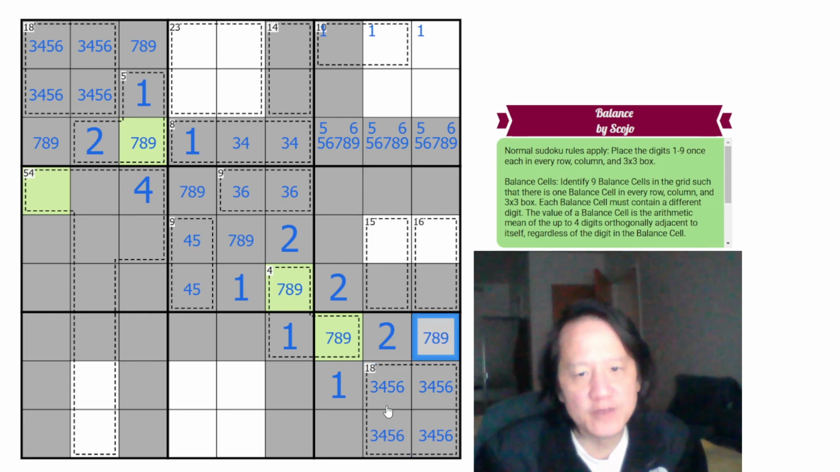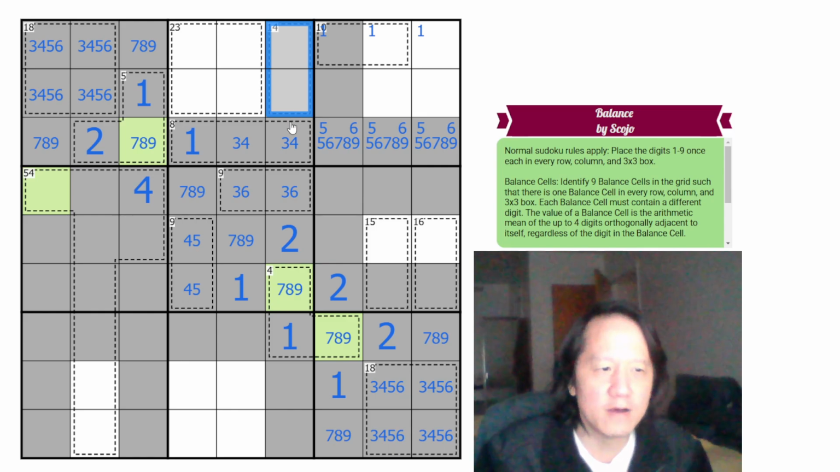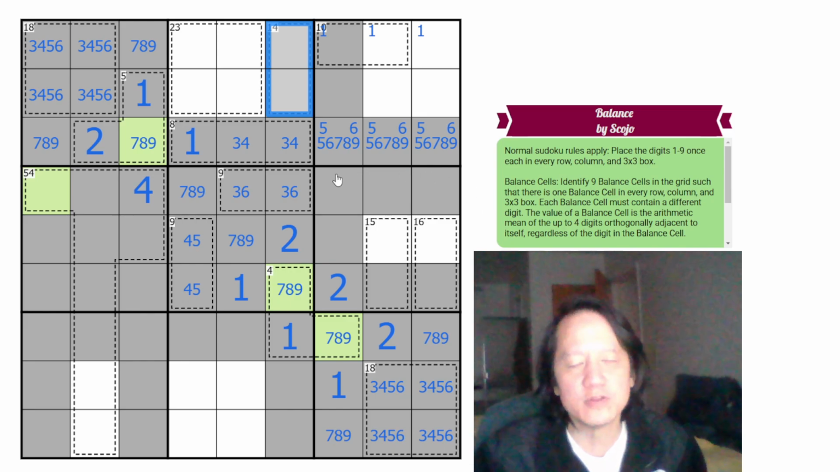This has to be 7, 8, or 9, and this has to be 7, 8, or 9. Okay, where are the 2s? This is two cells that add up to 14, and they have to not be a balanced cell. So it's just the digits' values themselves. So this is 5, 9, or it's 6, 8.